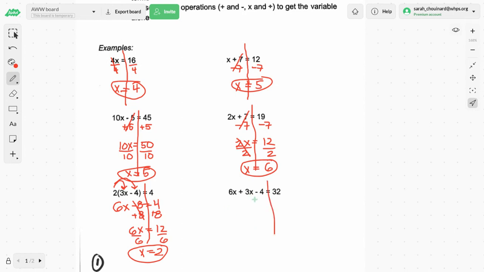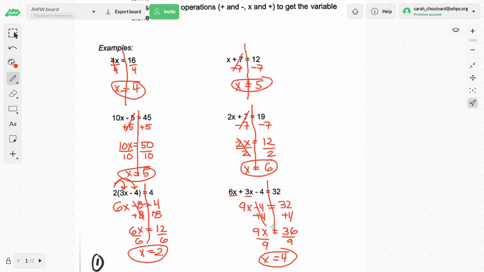Then for this last one, I need to combine these two terms with the x to make one term with the x. So 6x and 3x make 9x. Now I just have to get rid of the minus 4 by doing the inverse, which is plus 4 to both sides. And I get 9x equals 36. Divide both sides by 9, and I get x is equal to 36 divided by 9 is 4. Perfect. So this is a quick review of solving equations.